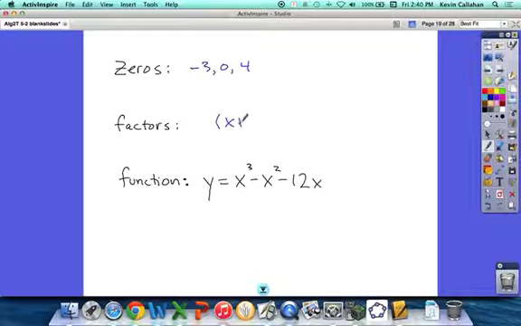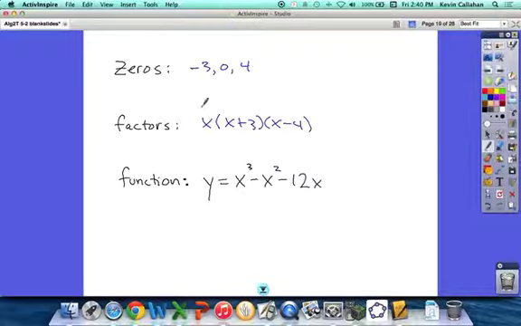X plus 3 times x minus 4 times x. Okay. Well, that is, when we factor that expression, that's what we got. Right? So we came up with the factored form of that expression without factoring it by looking at the graph, finding the zeros, and making our linear factors.